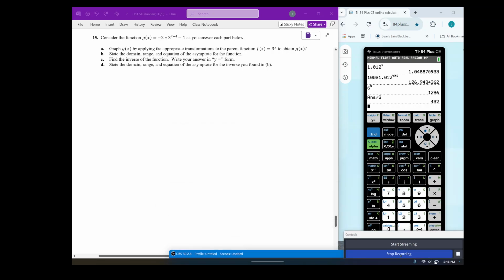Okay, let's take a look at number 15 from 5D. And the first thing is we've got to graph this function. And then the second part is domain, range, and asymptote. So when we do that, I'm just going to do A and B together because that's kind of what we do in class anyway. So our parent function is 3 to the x, right? You can see it right here.